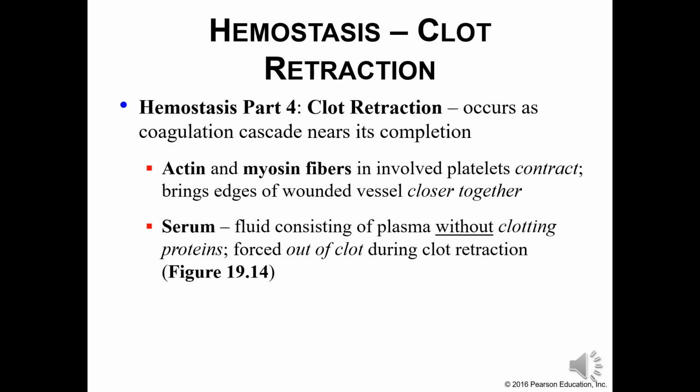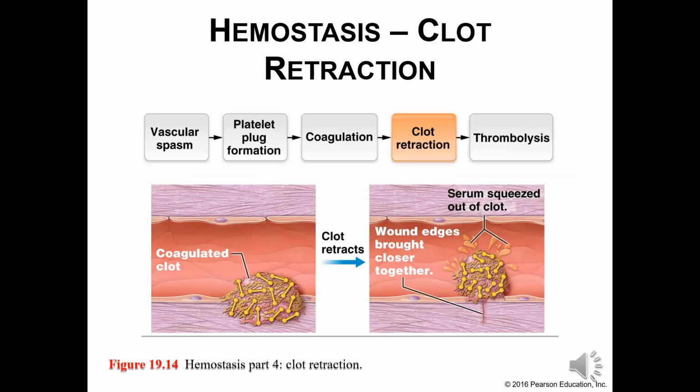And serum is referred to as a fluid consisting of plasma without the clotting factors, the clotting proteins. And that serum is then forced out of the clot during retraction of the clot. That's that clear fluid that's exuded out of an injured blood vessel. So that's what we refer to as clot retraction, and that helps bring the edges of the wound closer together. And the serum is then squeezed out of the clot.